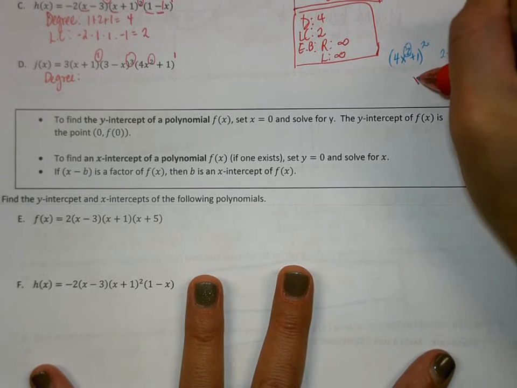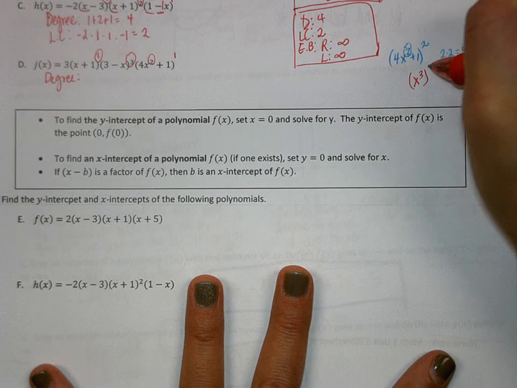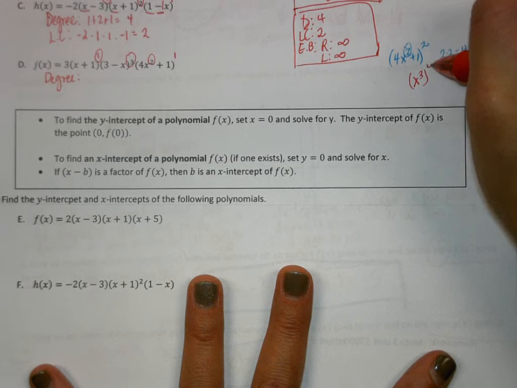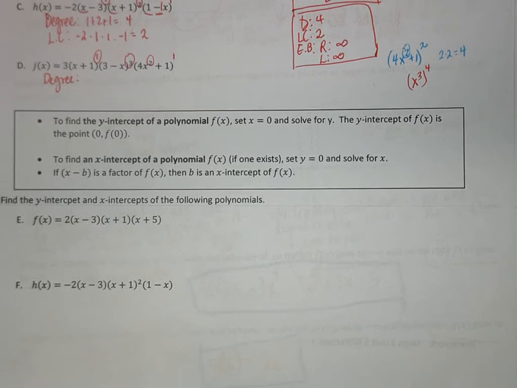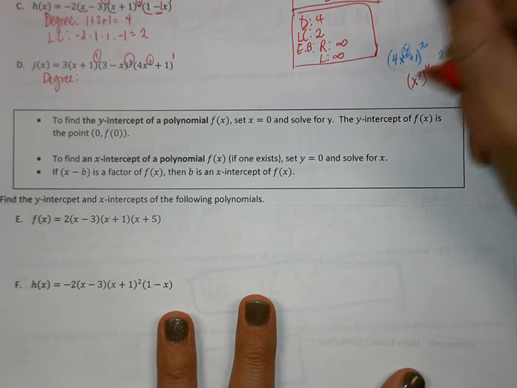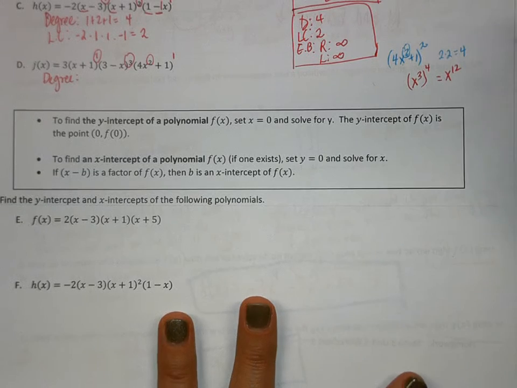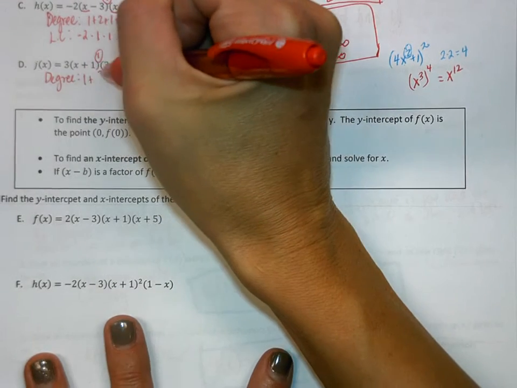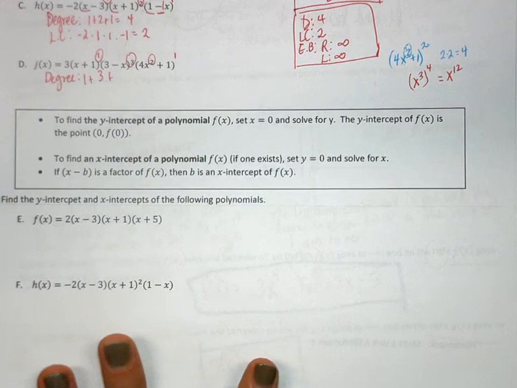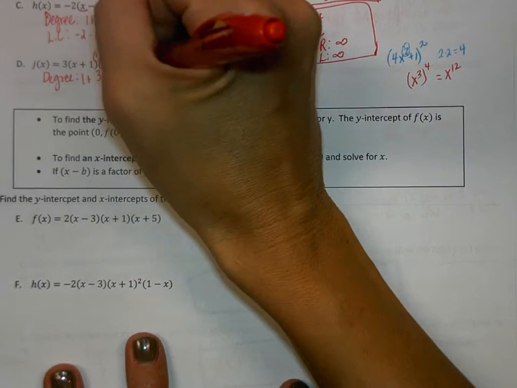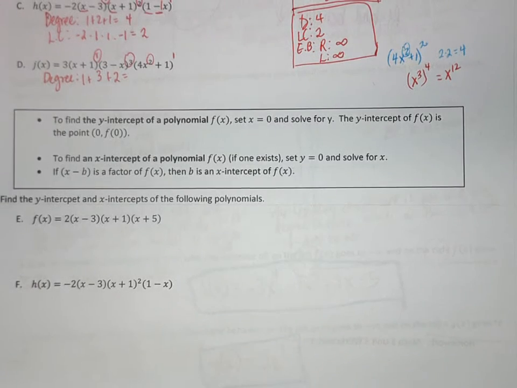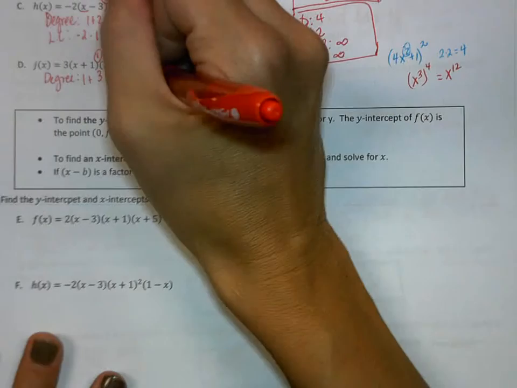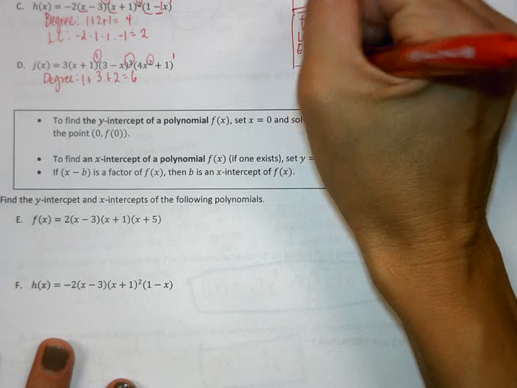For instance, if you have x to the third to the fourth power, that means you have 4 x to the thirds, which is x to the 12th. So that's what we mean by powers to powers. You multiply them, so that would be x to the 12th. So on this one, when we're doing our degree, we have 1 plus 3 plus 2. And when you add all those up together, we end up getting 6. Okay, so my degree is 6.